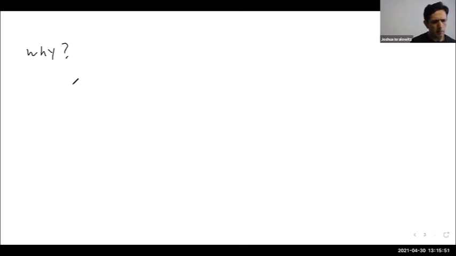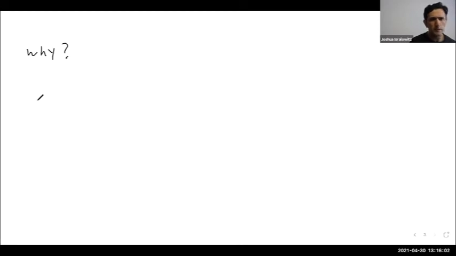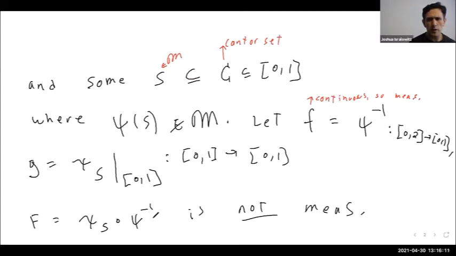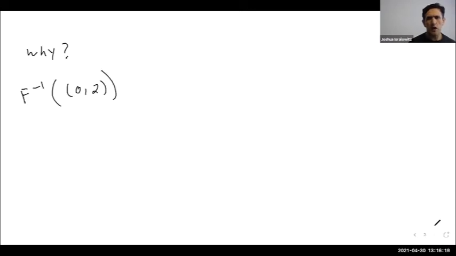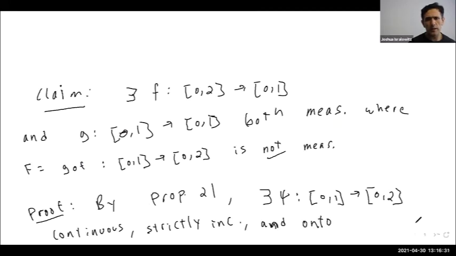Okay, why? Right, well, let's just take the inverse image of 0 to 2. Right. So if this was a measurable function, then we know that the inverse image of any relatively open set in 0 to 2 would be measurable. And we're going to show that this is not the case. Okay.